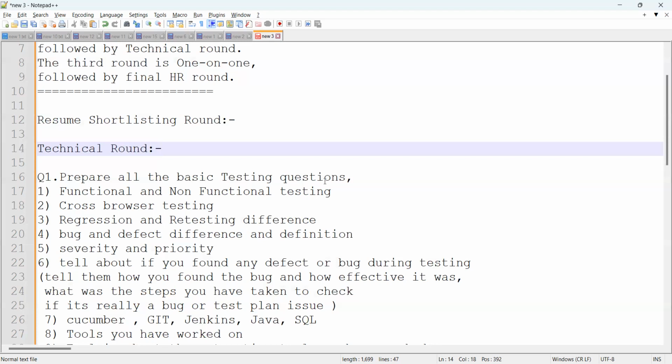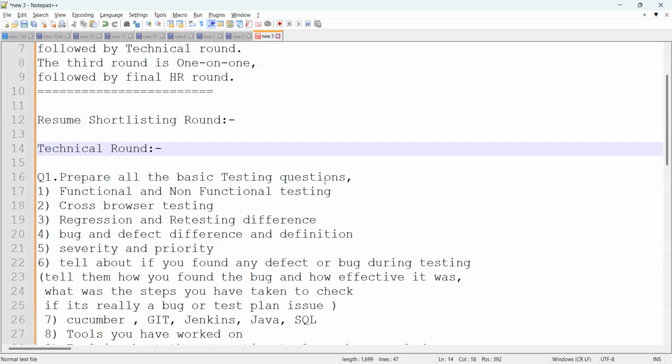Another question is the difference and definition of bug and defect. So what is a defect and what is a bug? When you raise a bug, what is that? When you raise an issue, what is that? So what is an error? The interviewer might ask you about the definition and the real life scenario when you raise a defect, bug, or error. So they might ask you.